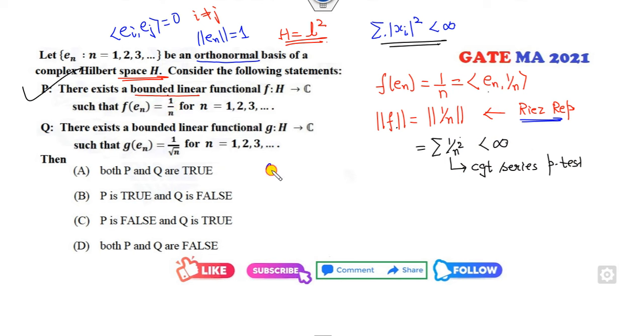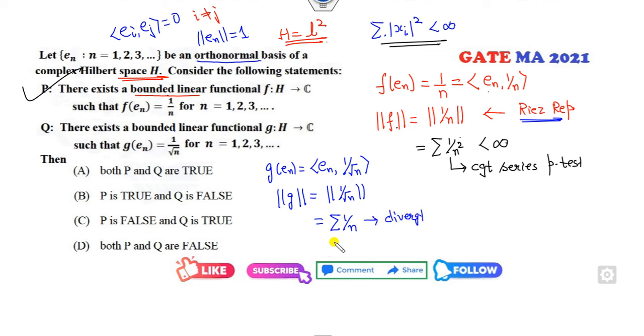Again, for this g, I can write this function as e of n 1 by root n. So the norm of g is the norm of 1 by root n. Again, it's from the L2. I can write this as the summation of 1 over n square. So clearly, sorry, it's 1 over n because the root will be cancelled out. So it will be 1 over n, and clearly this is a divergent series. So once this is divergent, it can never be a finite number.